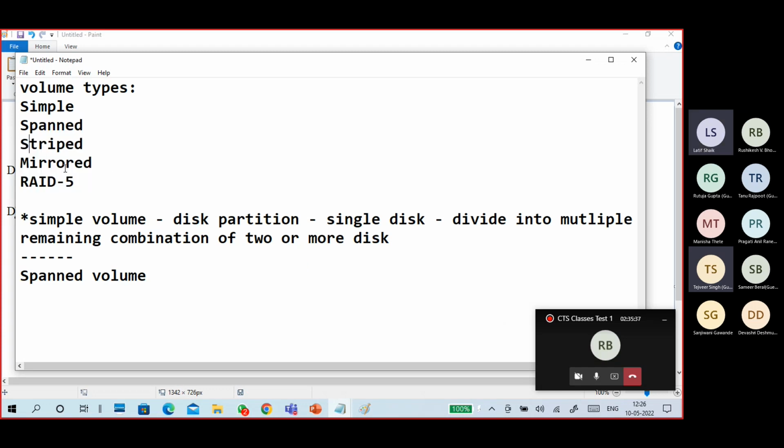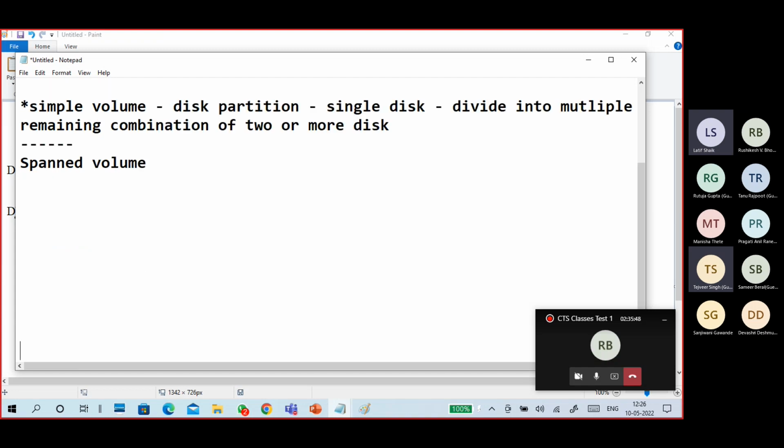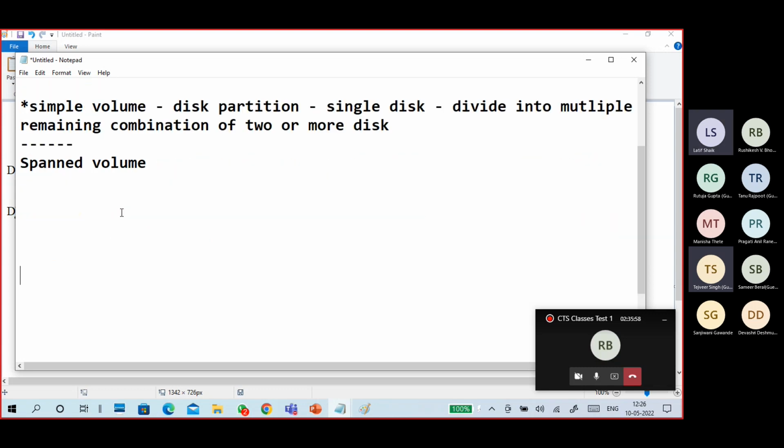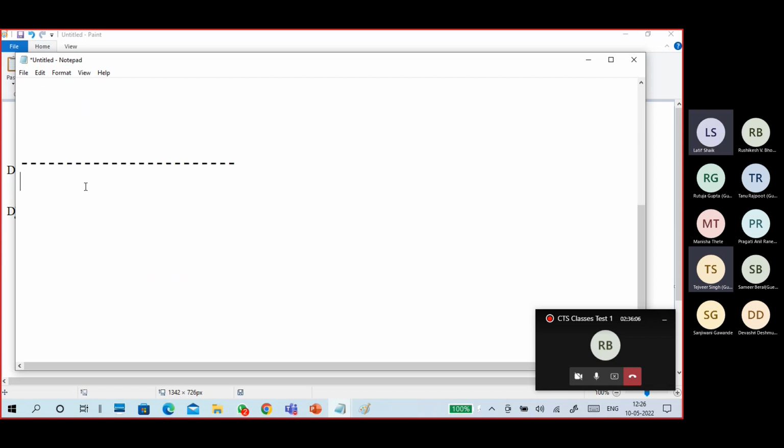Before going to striped, mirror and all, there are a few things we have to discuss. I will come back to the spanned volume. Before going to this, I have to tell one important point first of all, that is RAID volumes. I will write it for the spanned volume. Once we complete the topic, one by one, again we will write. So we should remember it completely, and any time we have to be able to answer about it.